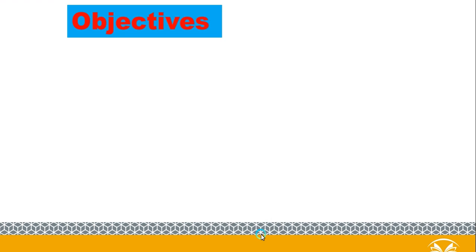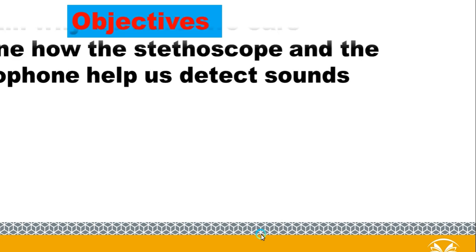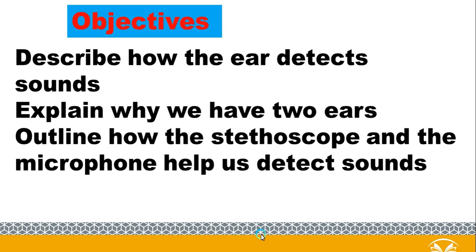Okay, our objectives. We're going to describe how the ear detects sound. Explain why we have two ears. Outline how the stethoscope and the microphone help us detect sound. Why do we have two ears? How do we detect sound? All that we will learn in this outline.